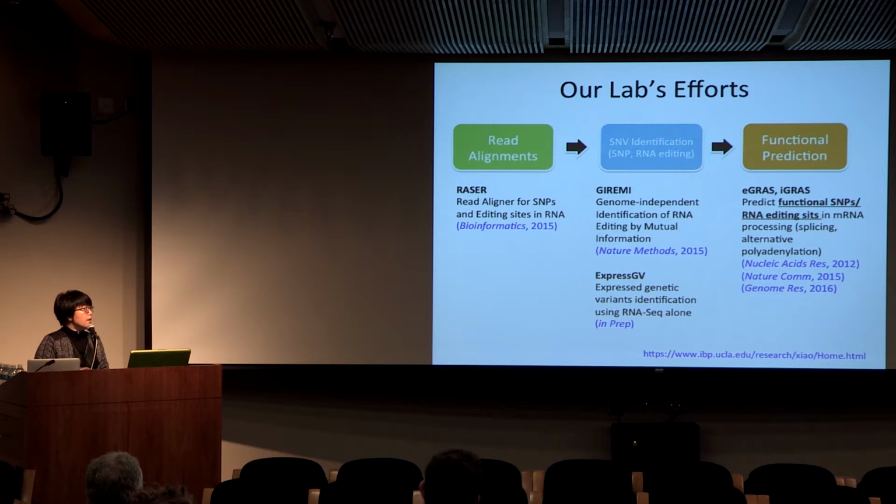And lastly, to address the functional challenge, we also developed a series of methods to identify or predict functional genetic variants that may affect alternative splicing, and these are listed here. So in the interest of time, today I will talk very briefly about GRAMI and about this new method that we are still working on.